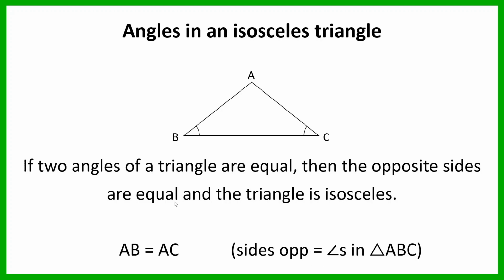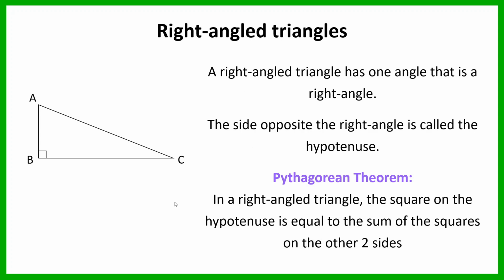Then finally, we have right angle triangles. A right angle triangle has one angle that is a right angle, and the side opposite the right angle is called the hypotenuse. Remember, we have the Pythagorean theorem, which helps us to work out the lengths of the sides in a right angle triangle, which states that in a right angle triangle, the square on the hypotenuse is equal to the sum of the squares on the other two sides.